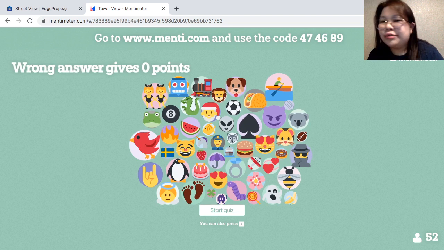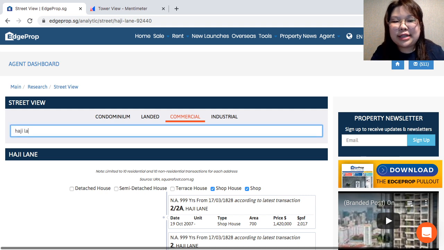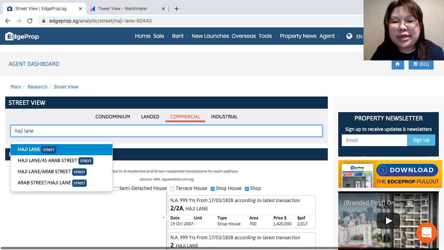Lily, how do you get the shop house under Street View? Okay, so you need to toggle. Let me just show you again. You need to toggle to commercial for shop houses, or if it's a standalone factory, you need to toggle to industrial. Key in the street name, for example, Haji Lane. Then if you key in the street name, there should be a drop down that matches the street that you are looking for.